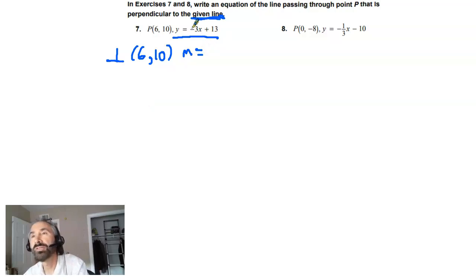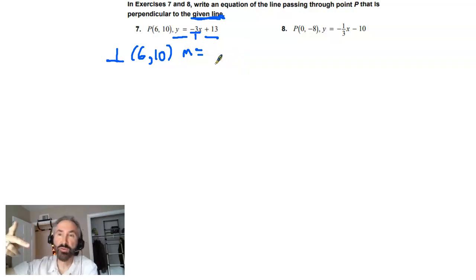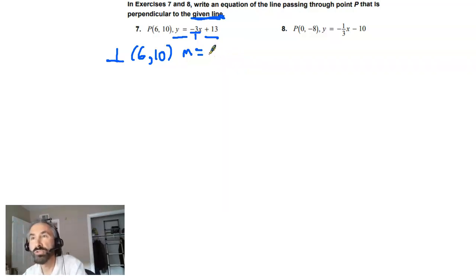In this case, the slope of the given line is negative 3. I'd like to point out that negative 3 is really negative 3 over 1. It's rise over run, remember? And so we'd like to flip that over and take the opposite sign. So the slope of the line we need is going to be 1 over 3, and the sign will be positive because this sign is negative. So what we're looking for is the opposite reciprocal.